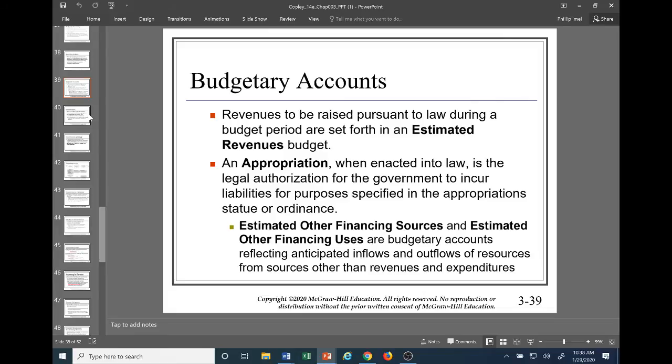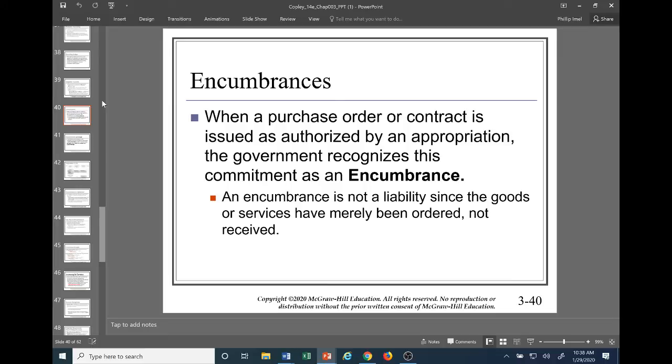So we have our estimated revenues, appropriations, and estimated other financing sources and uses, right? Those are going to be the main things with the budgetary accounts. And then also the encumbrances. Those are going to be the budgetary accounts. So like I said, an encumbrance is when a purchase order or a contract is issued as authorized by an appropriation. The government recognizes this commitment as an encumbrance.